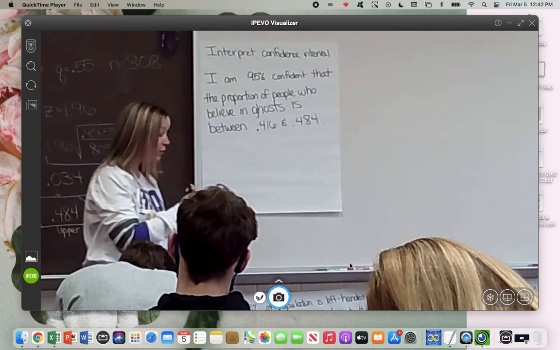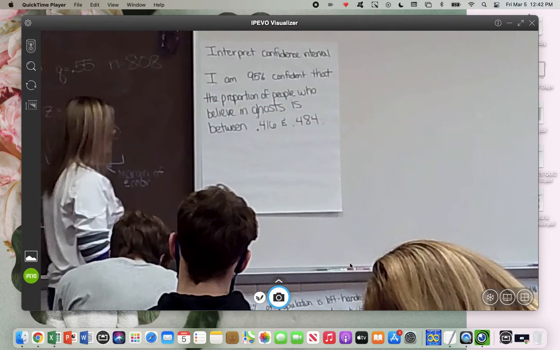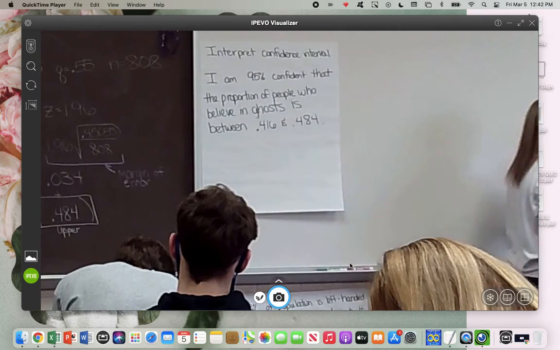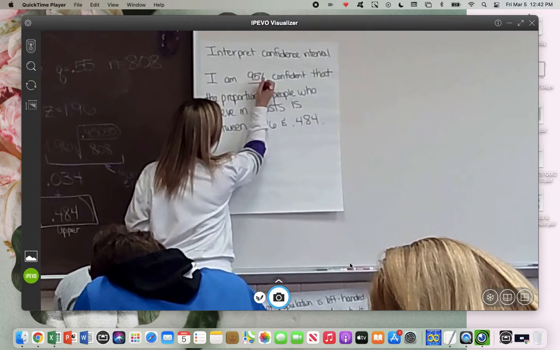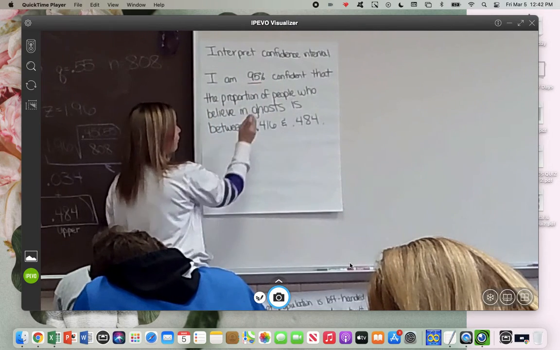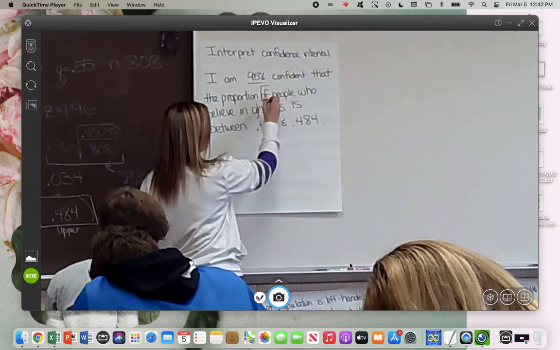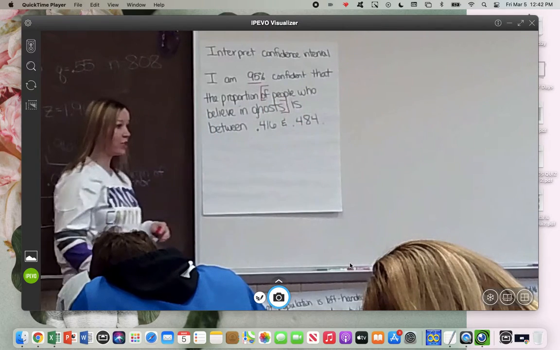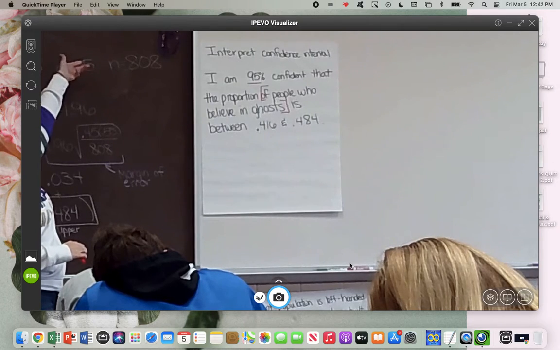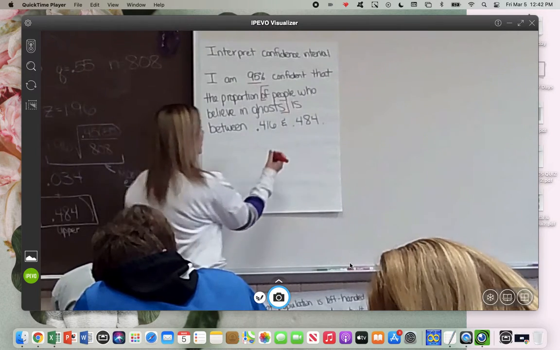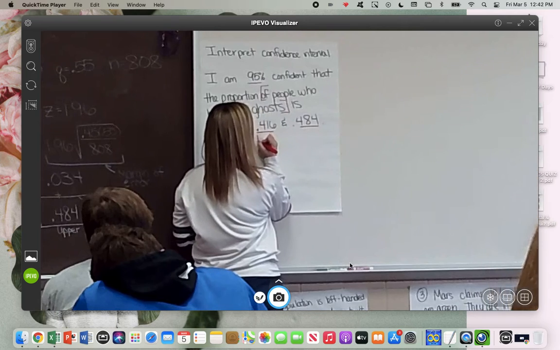So whenever you are writing a statement, these are the three things that they will be checking on the AP exam. They want to know how confident you are. They want you to find out what you're actually calculating. In this case, it was people that believe in ghosts. They want you to list what the success is. And then they want to know the lower value and the upper value.